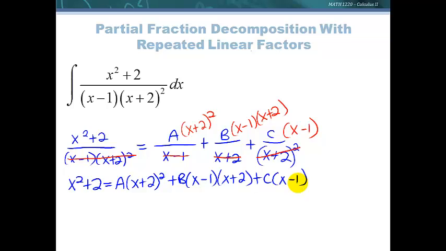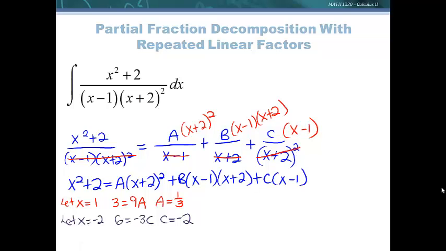So now let's conveniently choose an x. We're going to let x equal 1. 1 squared is 1, plus 2 is 3, equals 1 plus 2 is 3, squared is 9a. Putting a 1 here will zero this out, and putting a 1 here will zero this out. So a equals 1/3. Let's let x equal negative 2. Negative 2 squared is 4, plus 2 is 6, equals... negative 2 will zero this out, and negative 2 will zero this out. Negative 2 minus 1 is negative 3c. So it looks like c equals negative 2.